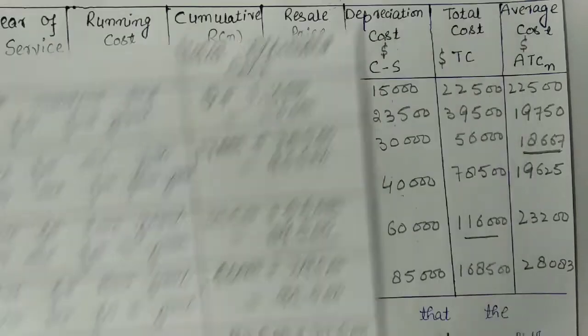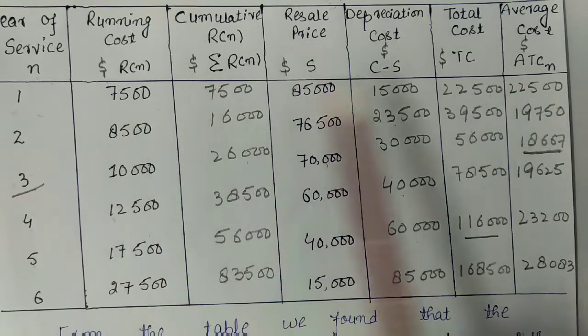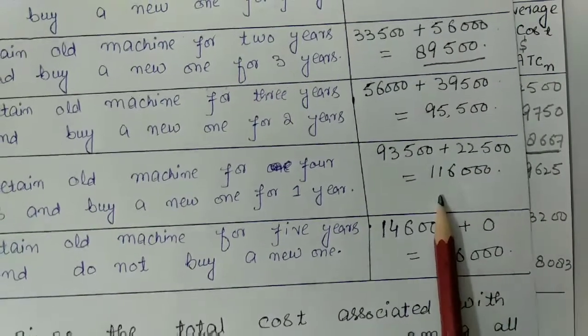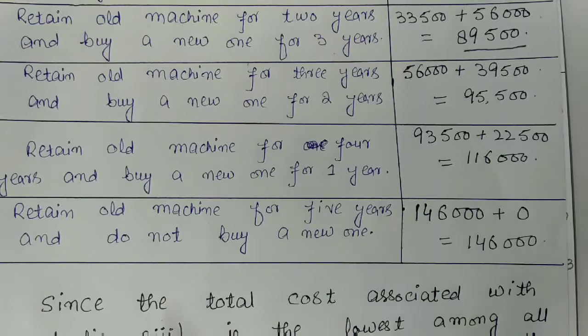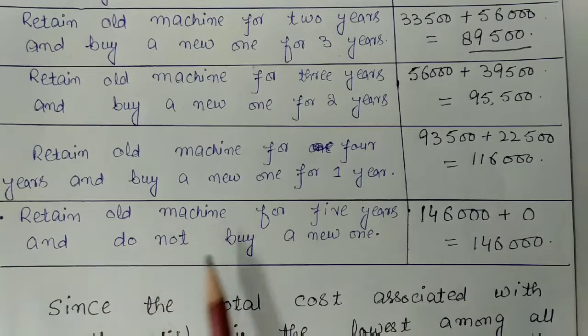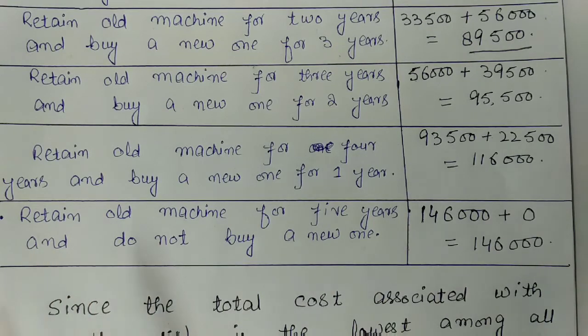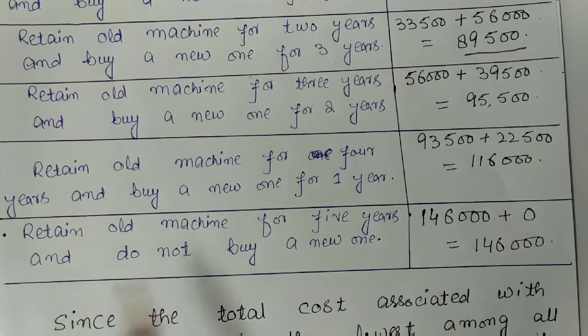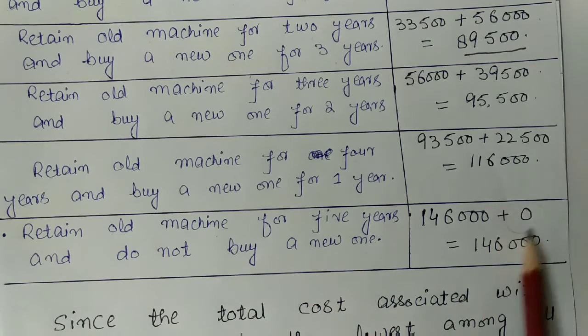And then buy a new one for 1 year. So this one. Now the last alternative policy is retain the old machine for 5 years, and do not buy a new one. Now the cost of retaining the old machine for 5 years is $146,000, and do not buy a new one, it means the cost will become 0.